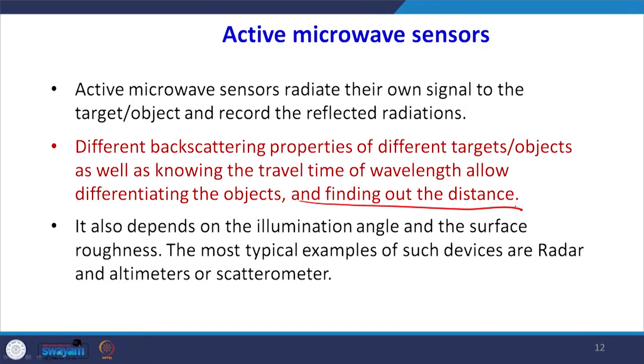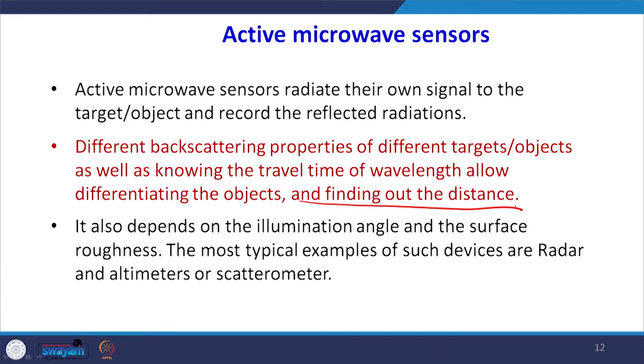We know that these will travel with the speed of light. If we know the time of travel from the sensor to the object and back, take half of the time and multiply by the velocity, which is the speed of light, we can get the distance also. So these sensors are very useful to find out the distance also. We will show this in the next slide.